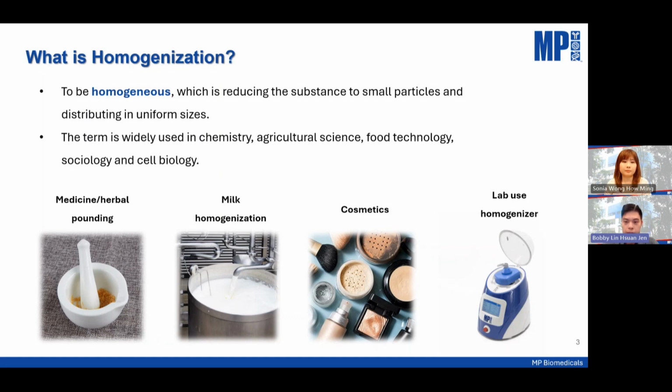In the bottom half of this slide, you may see that there are different segregations and different fields of study that utilize the technology of homogenization, such as using medicines or herbal pounding, or in the dairy industry, which utilizes milk homogenization to separate the fats inside the milk. And also for modern days, a lot of us use it for cosmetic industries, where we apply the cosmetics to our face and body. And last but not least is the lab use of homogenizers, and here we have the image of a FastPrep-24 machine.